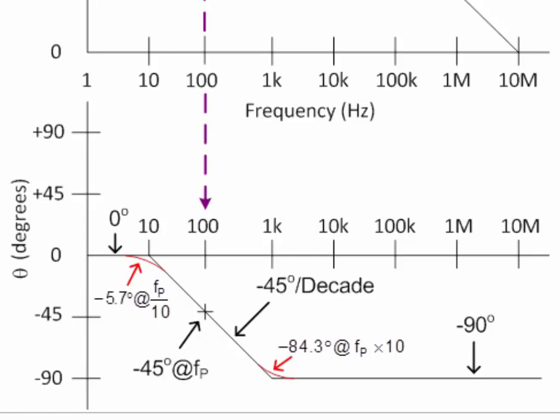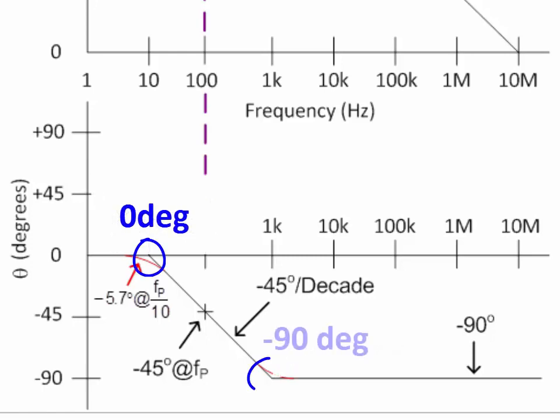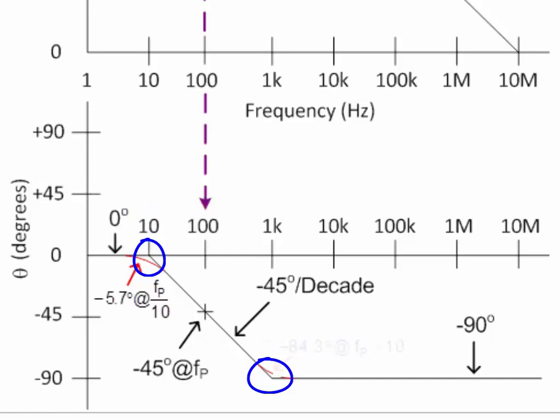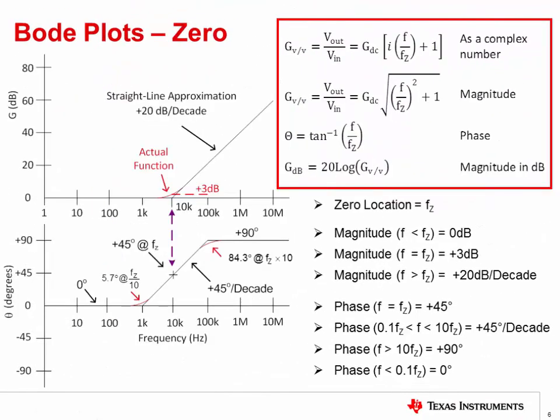For example, consider the points exactly 1 decade below and 1 decade above the pole on the phase curve. The straight line approximation shows the values at these points to be 0 degrees and minus 90 degrees respectively. However, the actual function deviates slightly from the straight line approximation. In practice, simulation software can be used to obtain the actual values.